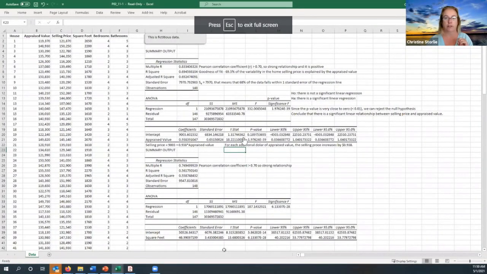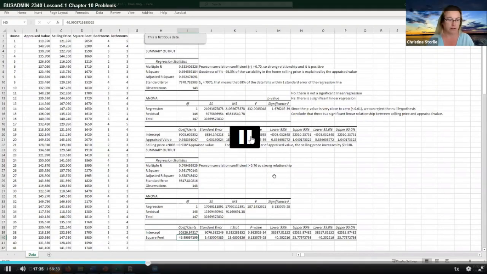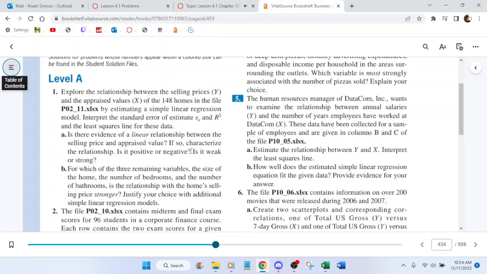Square feet coefficient can say for each additional square foot of home, selling price increases by $47 basically. All right, so that's what it means when it says interpret the model, interpret the least squares line.